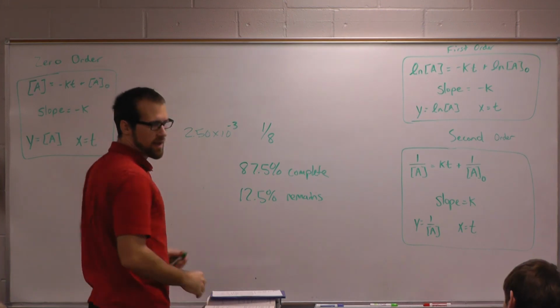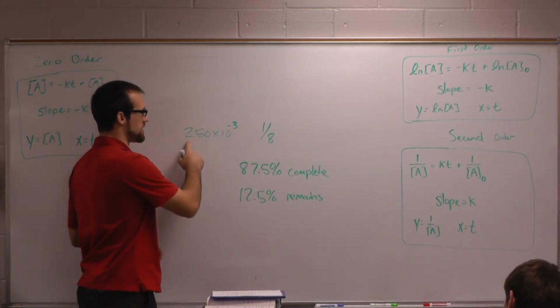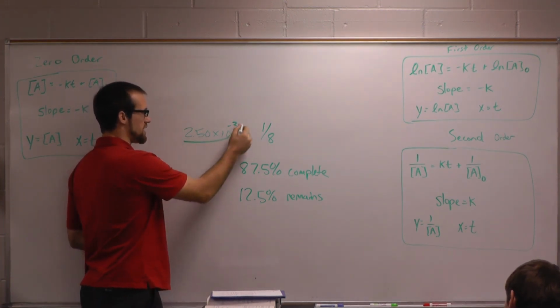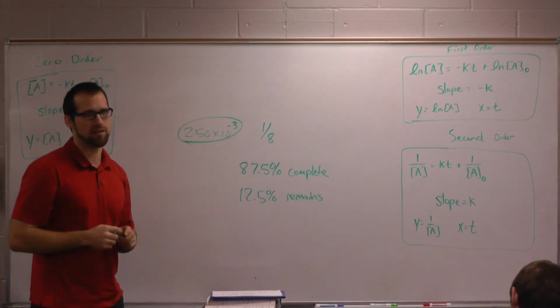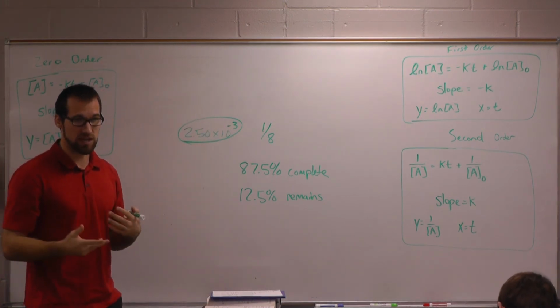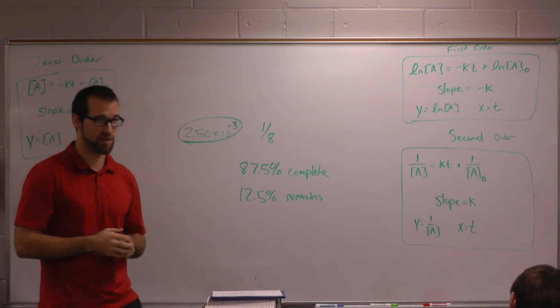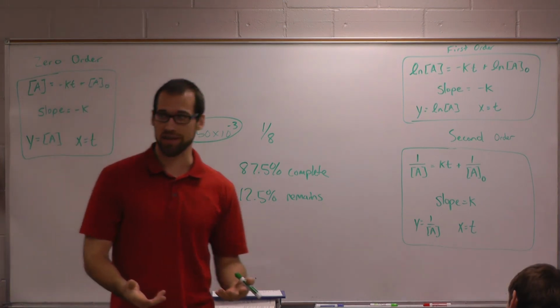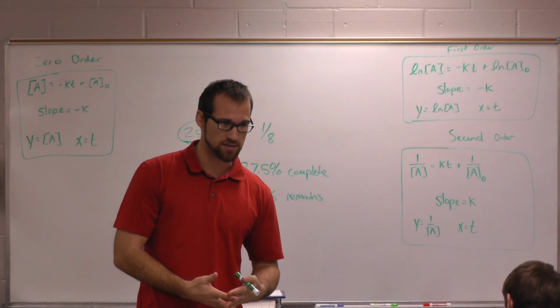Does everybody understand where that came from? If you take your initial concentration and do a ratio with this, you will find that's 1/8 of your initial concentration. Which means that 87.5% of it has been reacted, and you're only left with 1/8. Does that make sense? Okay.